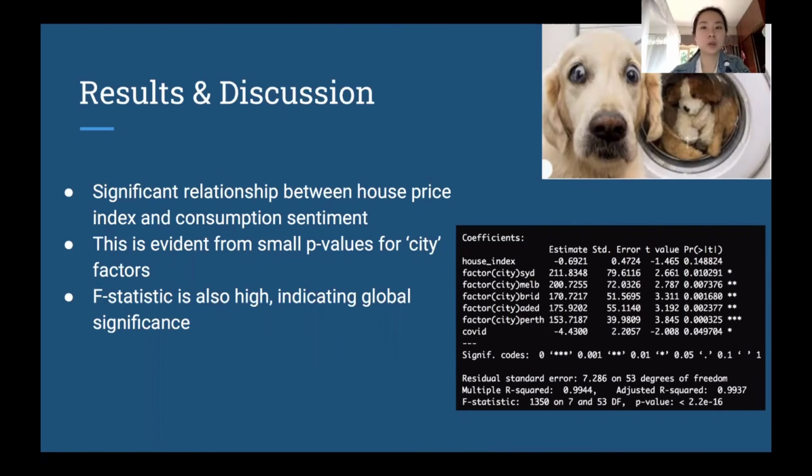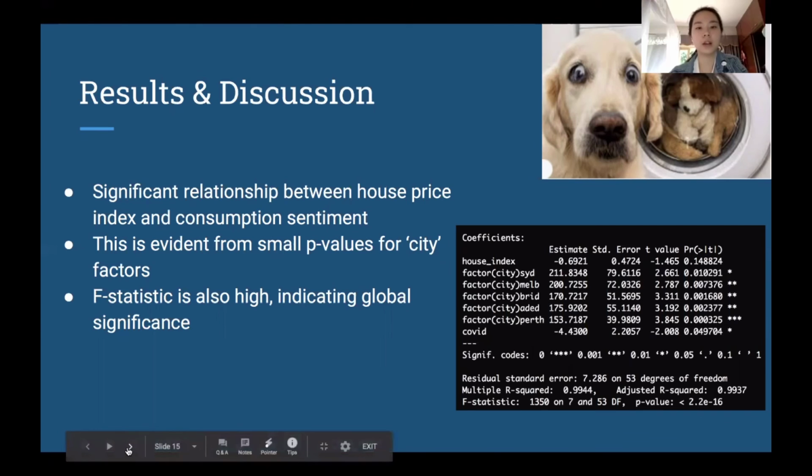From the result, we can find that the coefficients of city factors are positive and significant with respectively small p-values, demonstrating that house prices have a positive relationship with consumer sentiment. This can also be justified by the high value of the F statistic, which indicates global significance, and we interpret that an increase of $1 in house price will increase consumer sentiment value, which may relate to the wealth effect.